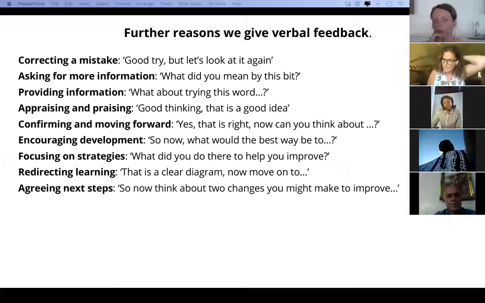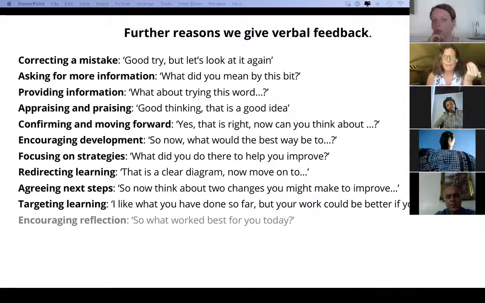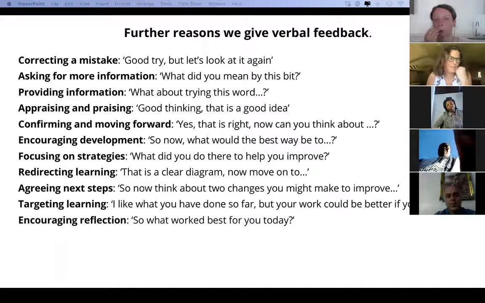Agreeing next steps. So now think about changes that you might make to improve, etc. And targeting learning, acknowledging what you've done well. I like what you've done so far, but your work could be better if. This is a key thing, is to show the learners, that's great, but we can still make it better. Encouraging reflection. So what worked best for you today?